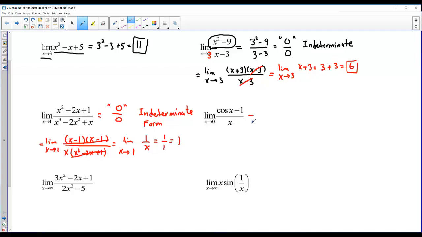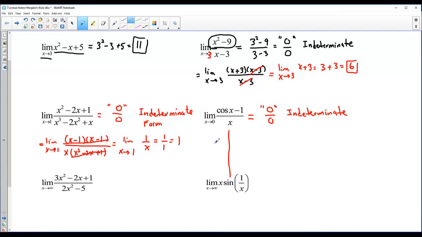Now let's look at this one, because this one's a little bit different. When you plug in 0, you get cosine of 0 minus 1, which is 1 minus 1. So you get 0 divided by, of course, a 0 on the bottom. So another indeterminate form. But when we try to determine this limit, we can't use factorization because we can't factor cosine of x minus 1. So the only thing that we have left that we can do is we can make a table.